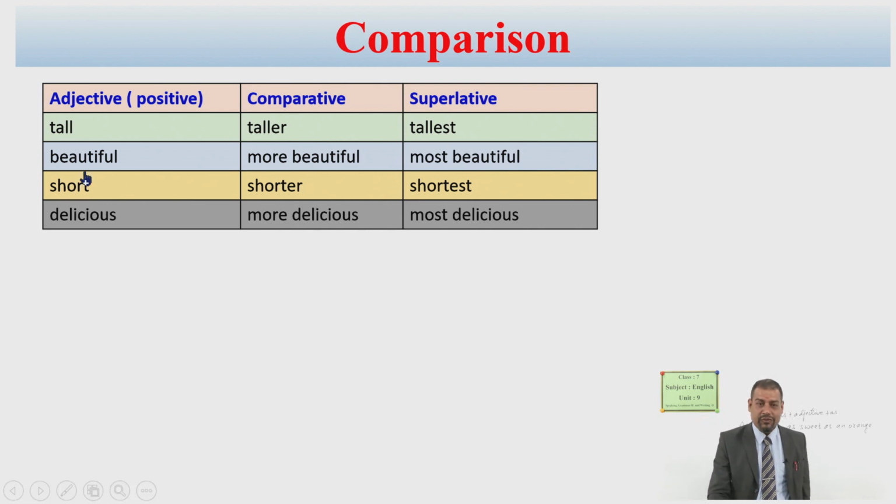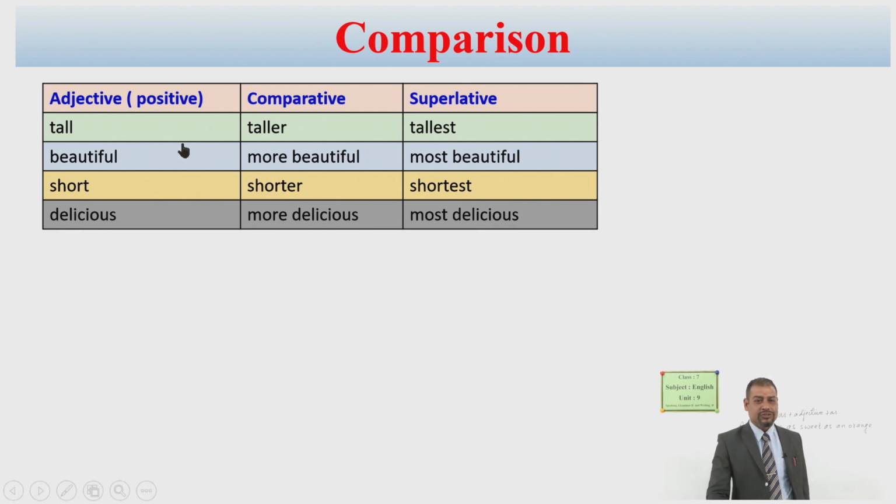Okay, now beautiful. See, we have to pronounce it more than 2 syllables. If more than 2 syllables are used, we use more and most. Okay, see, beautiful. So beautiful, 3 syllables. So here we add there more, and for superlative form we use there most, not est. Is the idea clear to you?